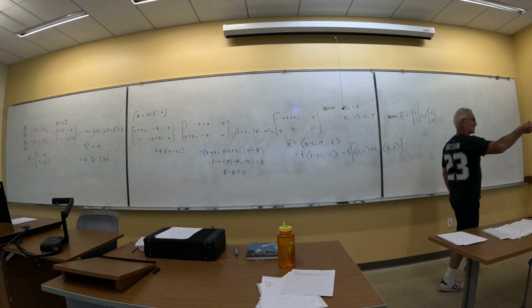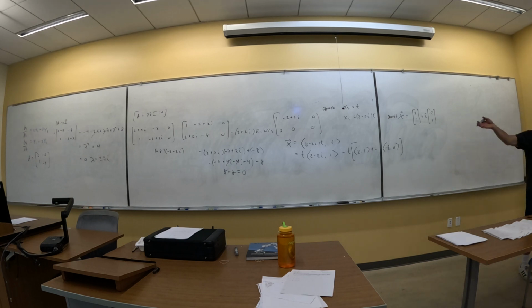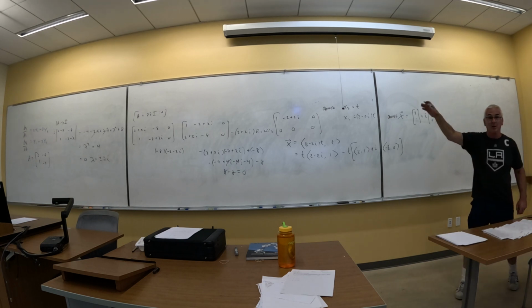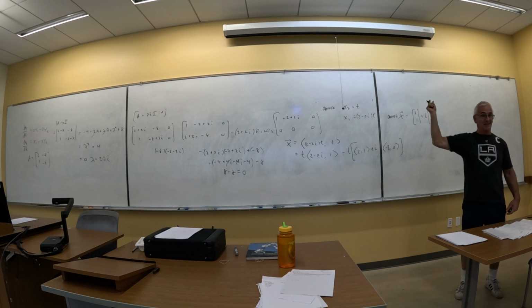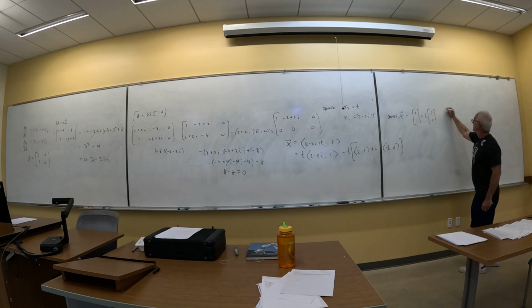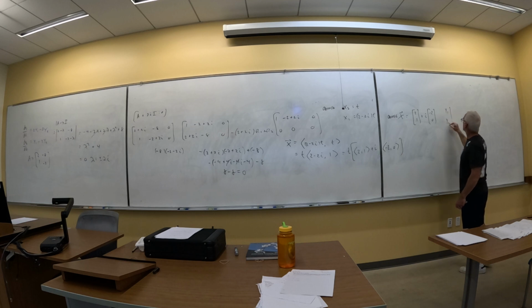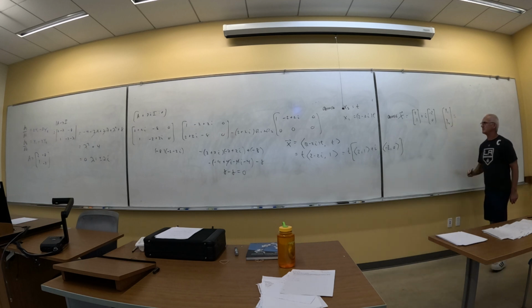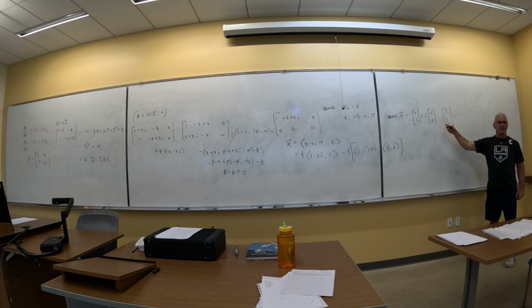I said I'm not going to finish the problem. I'm just going to do the first half, because the second half is identical. I'm going to do the same thing with the other eigenvalue. I'm going to parameterize, and we're going to get something that looks like this. Then we're going to put it all together. So here's what I want to say. This goes with the first eigenvalue.